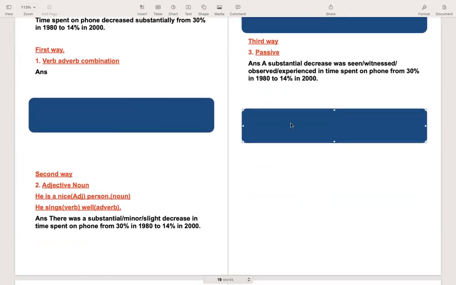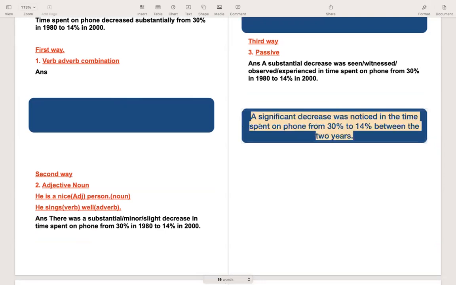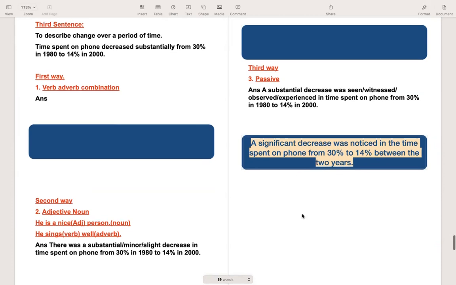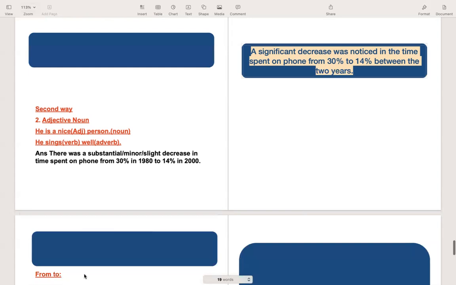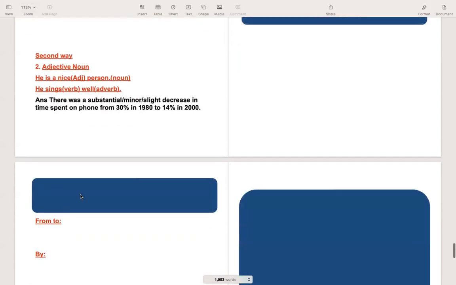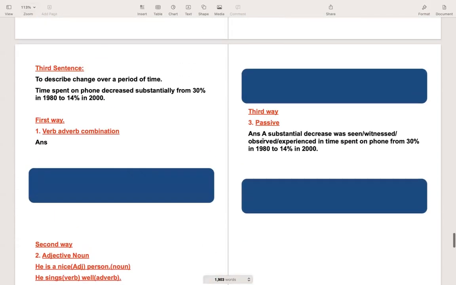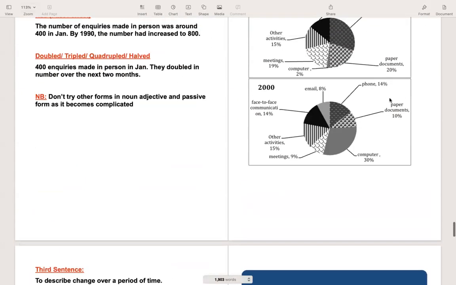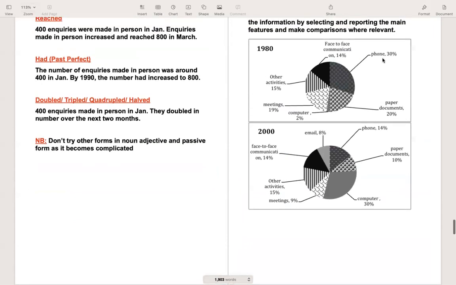Okay, so if you check, what did I make? A significant decrease was noticed in the time spent on phone from 30% to 14% between the 2 years. So I made it like that. I can change this, right? From to, I change it to from 30% to 14% between the 2 years. So a minor change here. Now let's do the from to combination. Can you tell me another sentence from the from to combination? Now make the same sentence using by. So in the first year, how much is it?